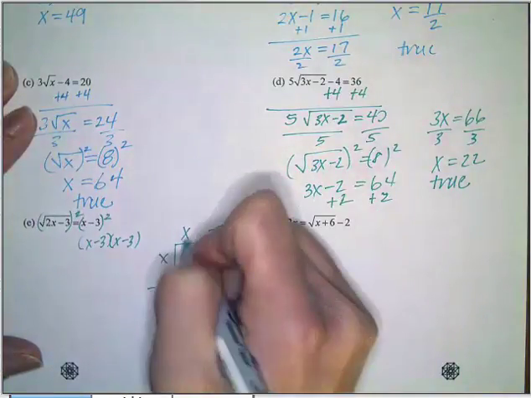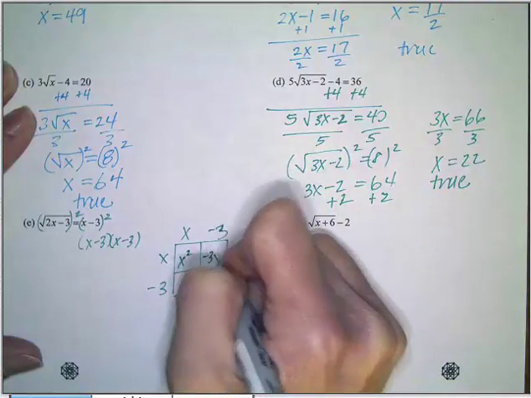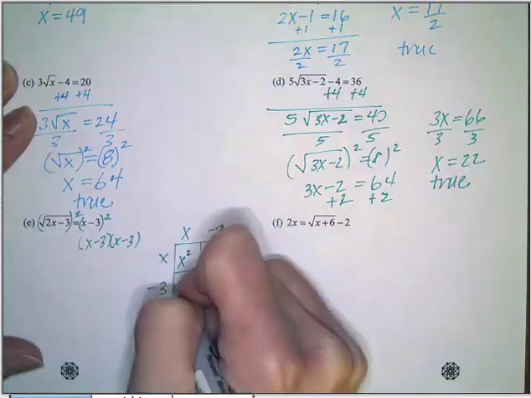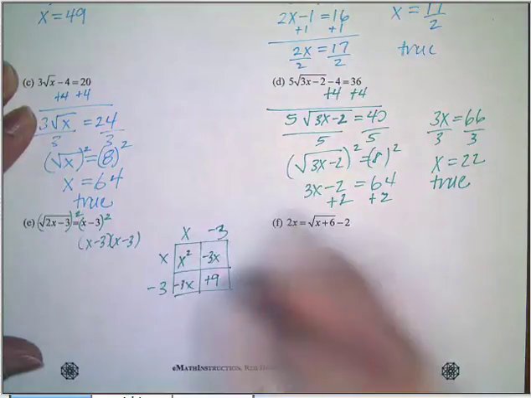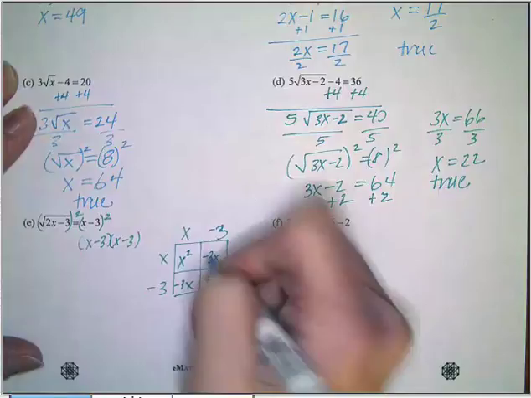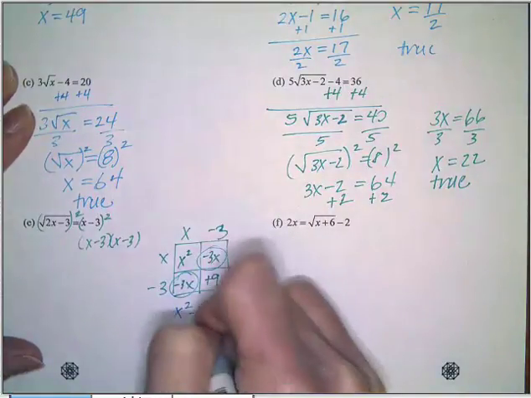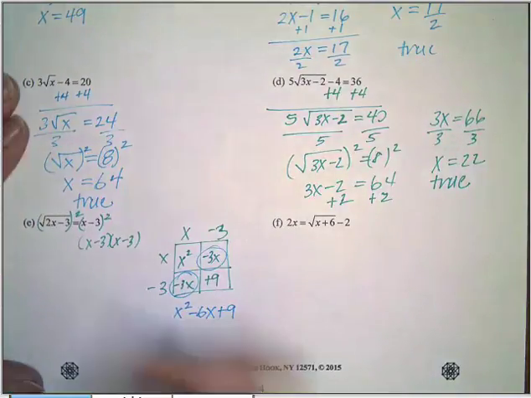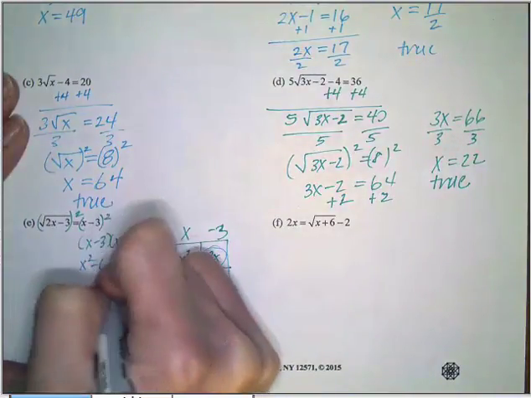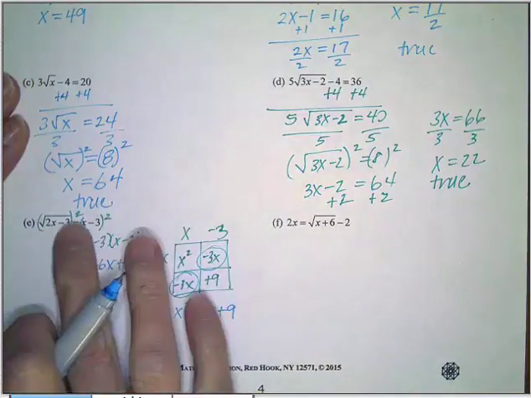X times x is x squared. X times negative 3, negative 3x. X times negative 3, negative 3x. Negative 3 times negative 3 is positive 9. Now remember, these two are like terms. So I have x squared minus 6x plus 9. Alright, so I'm going to write that up here. X squared minus 6x plus 9 equals, well, square root and squared undo each other.